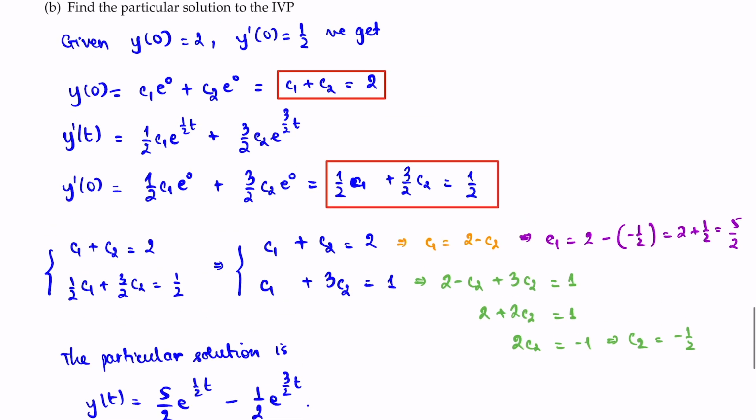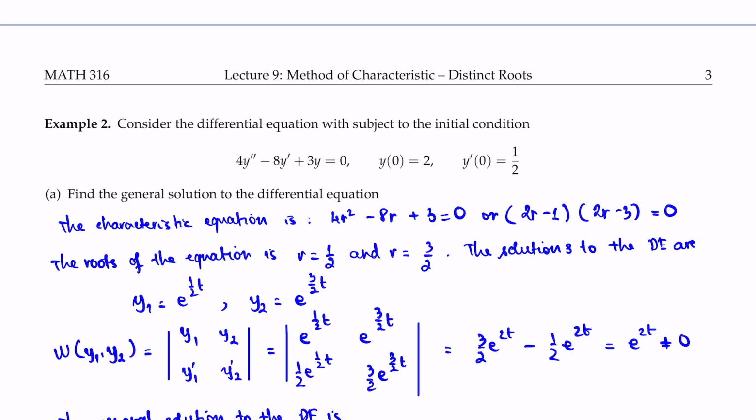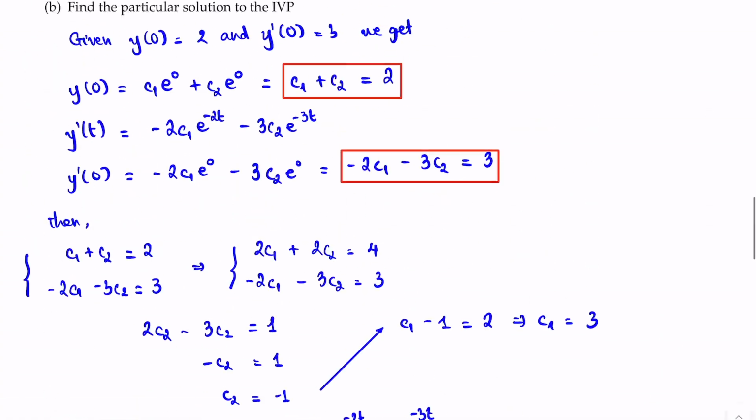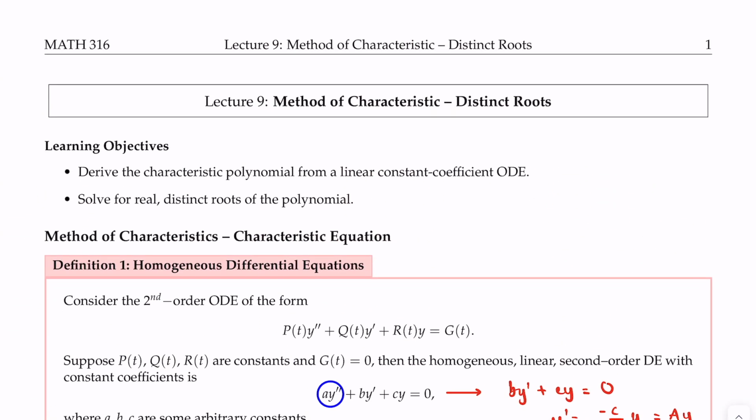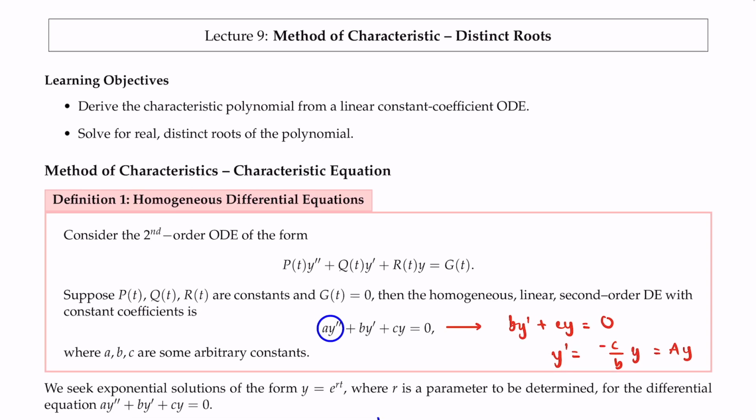So that's it for this lecture. It's a shorter lecture because the focus is on the method of characteristics, but only for distinct roots. We will tackle the case of complex roots and repeated roots in other lectures. So in this lecture, we looked at the method of characteristics. This is the first solution method to solve second order differential equations. More specifically, the focus is on the homogeneous linear second order differential equation with constant coefficients, or the equation of the form a times y double prime plus b times y prime plus c times y equals 0.